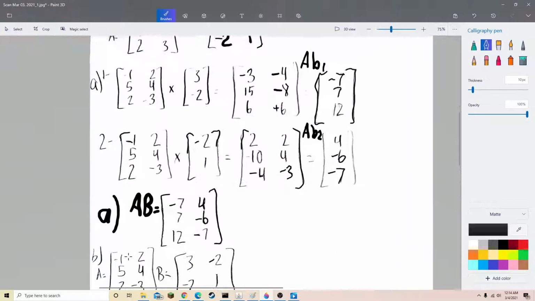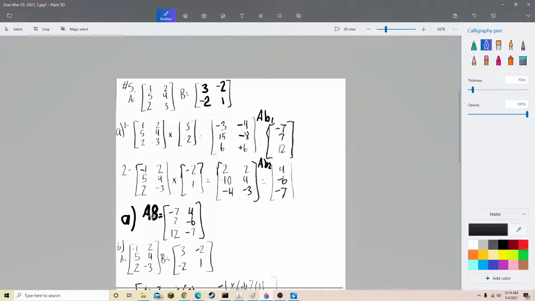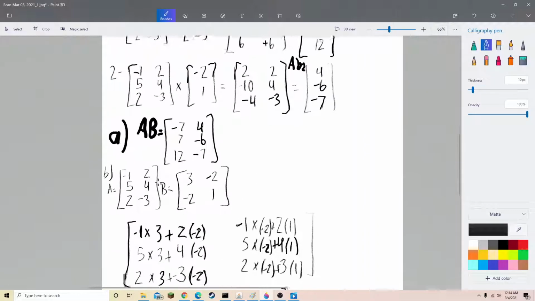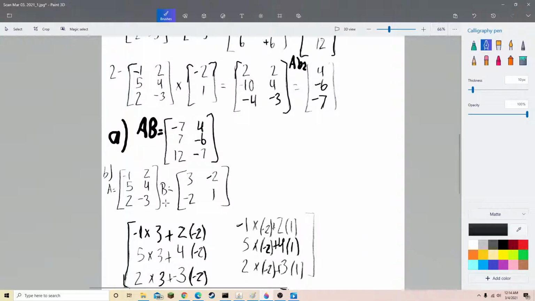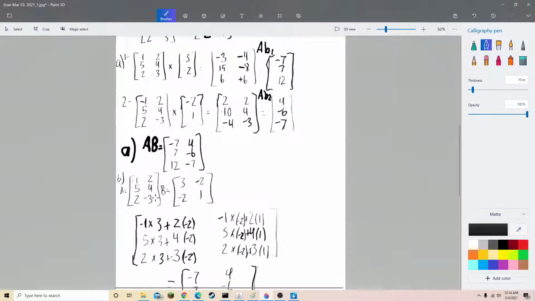And finishing off part A, to get AB, we just combine these two together to get negative 7, 7, and 12, and 4, negative 6, and negative 7. Part B wanted us to use the row column rule to compute AB.